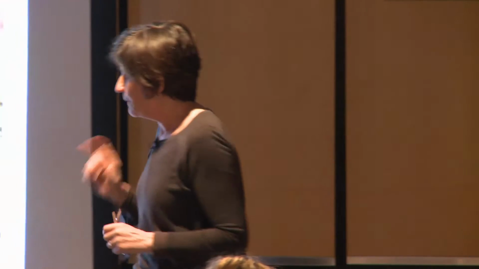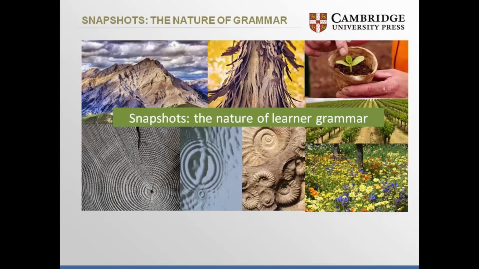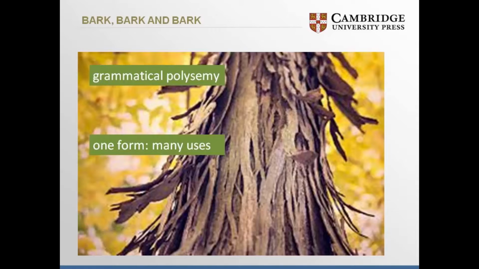And that's an important point there. It's a description. It's not designed to be prescriptive. It's what we found learners can do, not what we think they should be doing. So we're just going to give you a little snapshot of some of the findings, and we've decided to put it in the context of nature because we found there were emerging things about the nature of learner grammar. So the first one to point out was this notion of grammatical polysemy.